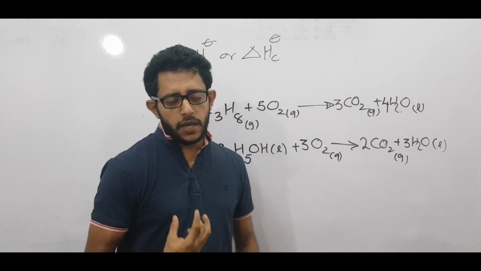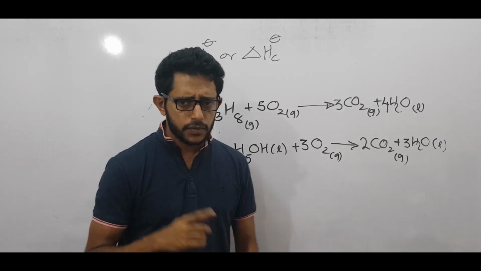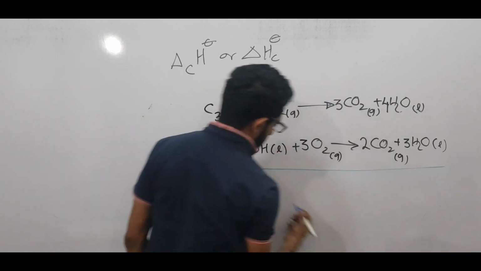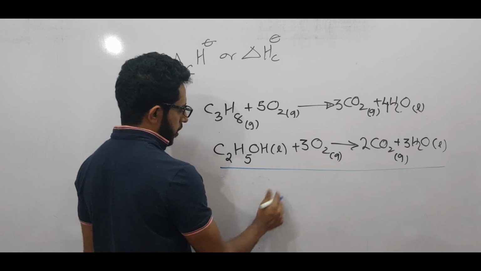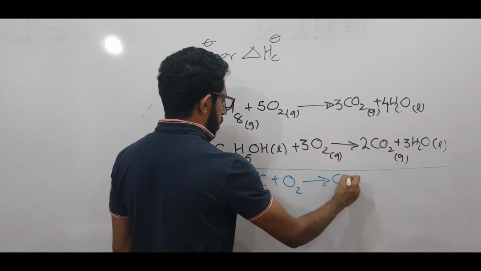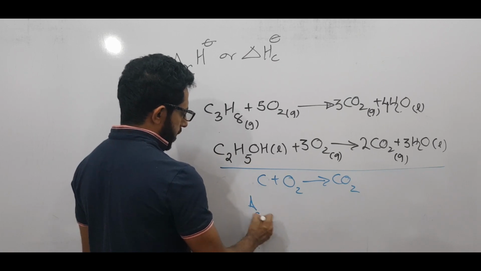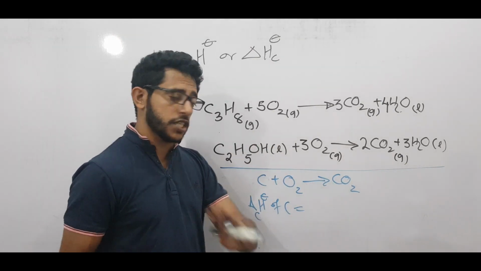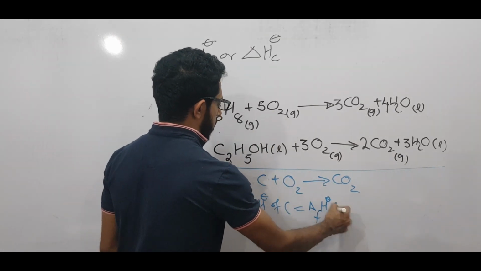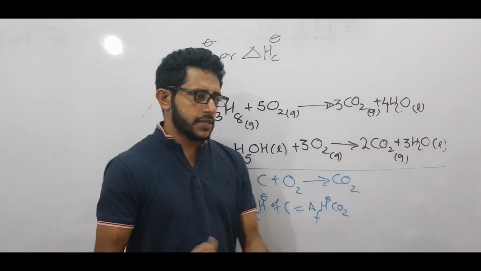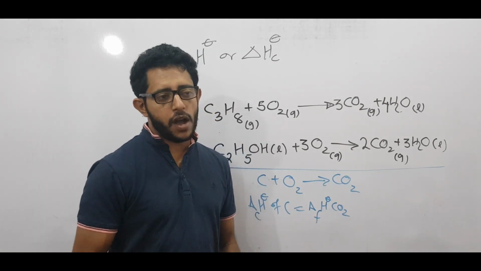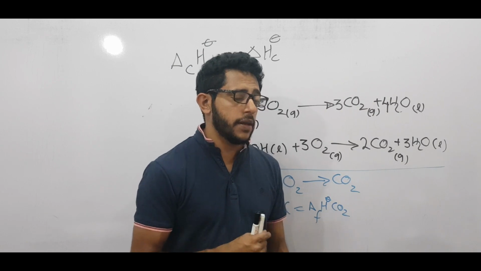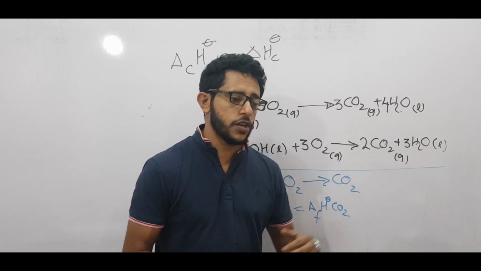There are some cases where you can use the combustion enthalpy data, but instead of that they might give the formation enthalpy data. Let's say you consider the combustion of carbon: C plus O2 gives CO2. One can say this is the combustion enthalpy of carbon, and another can say no, this is the formation enthalpy of carbon dioxide. Why? C plus O2 gives CO2. This is the same reaction that we can write as both the combustion of carbon and the formation of carbon dioxide.